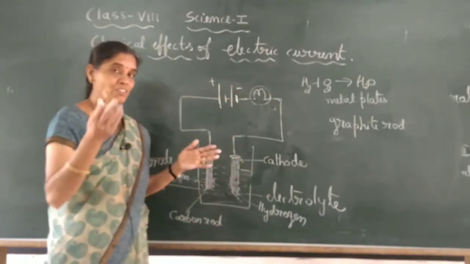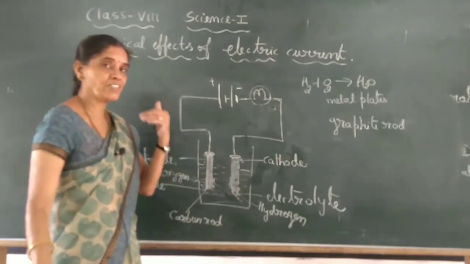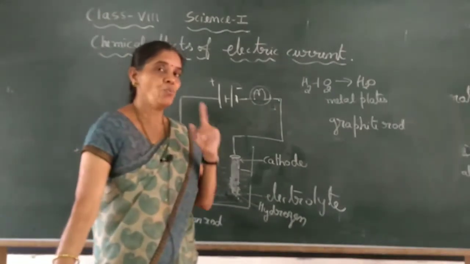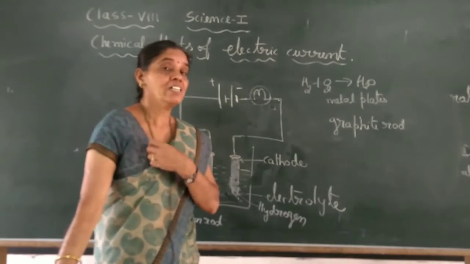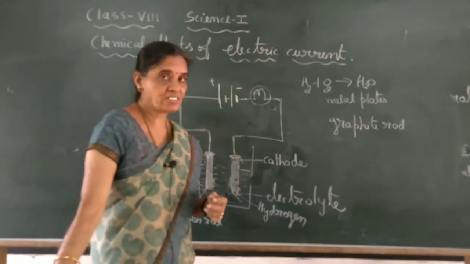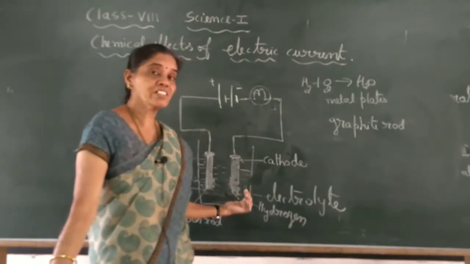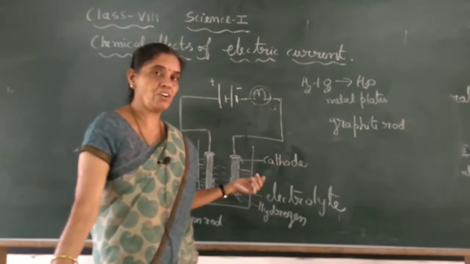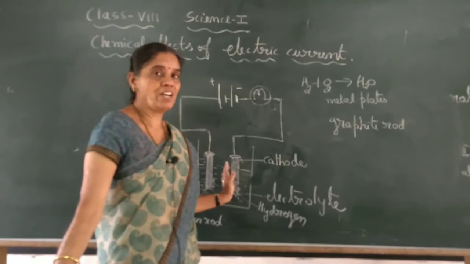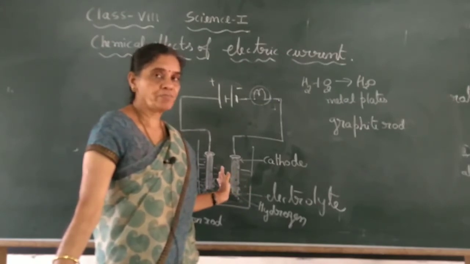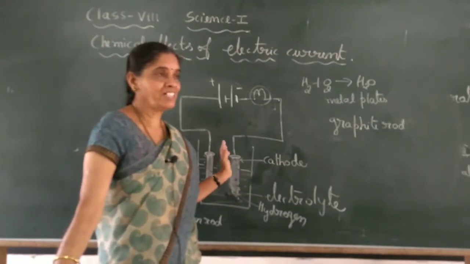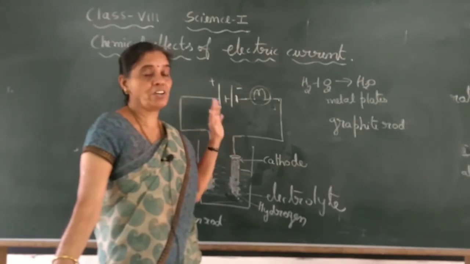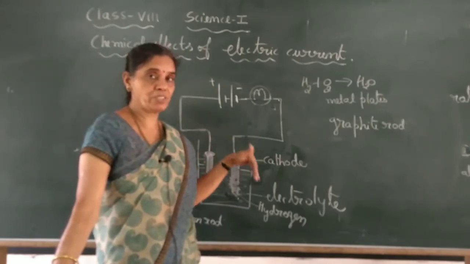You have learned in the smaller classes different types of chemical reactions. One reaction we have studied is the chemical decomposition reaction, right? So decomposition of water takes place here. That is the reason we get bubbles of hydrogen or oxygen at the electrodes. So that is an important chemical change, one of the chemical effects we can observe here.